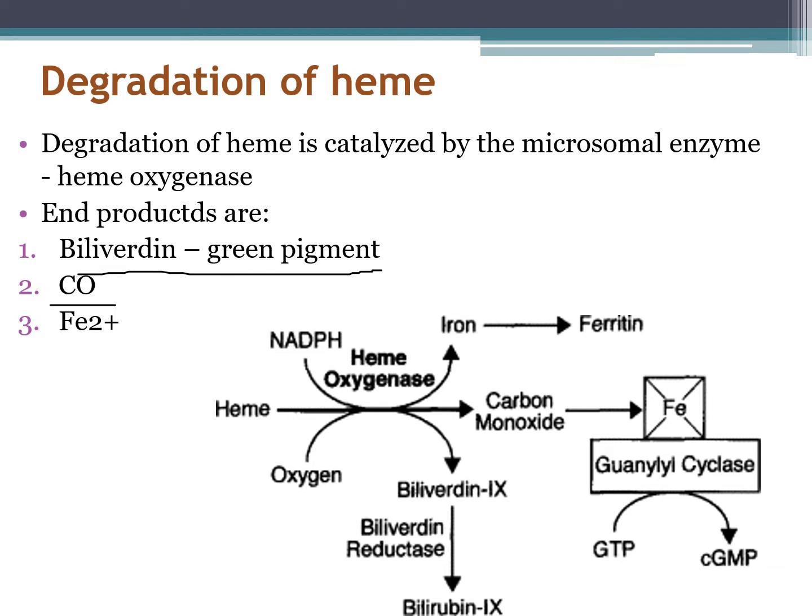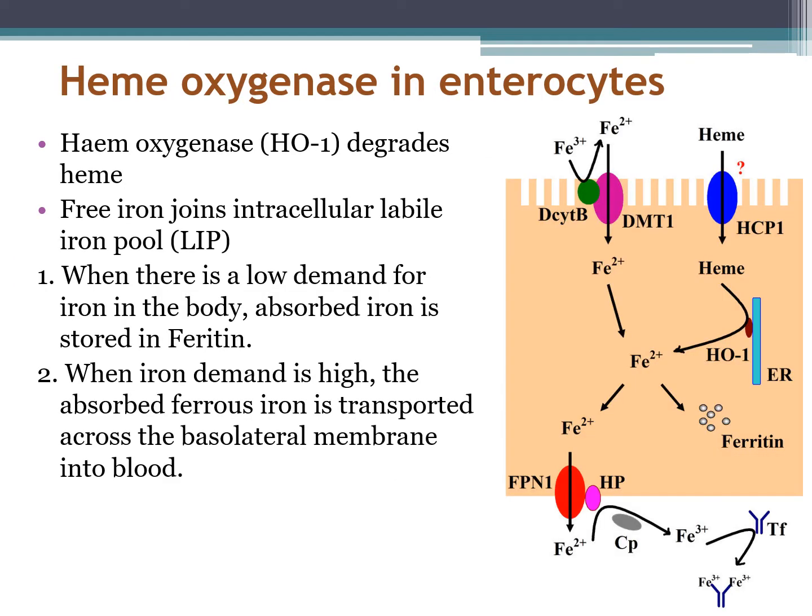And iron, now there is a very interesting theory about the iron. If the body needs iron, then it is exported from the cells of enterocytes, and if it is not needed, then it is stored in the form of ferritin. So free iron joins the intracellular iron pool when there is a low demand for iron in the body, and iron is stored in ferritin. When iron demand is high, the absorbed ferrous iron is transported across the basolateral membrane into the blood.